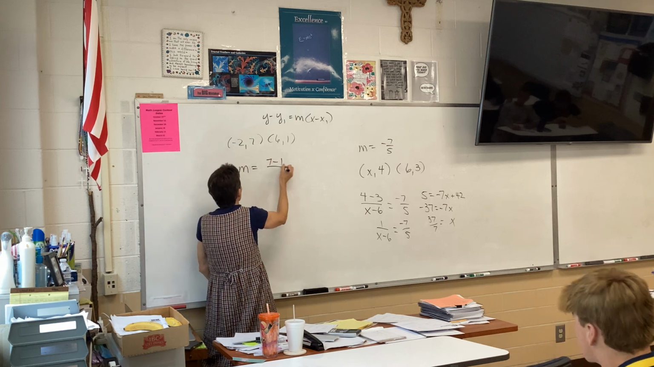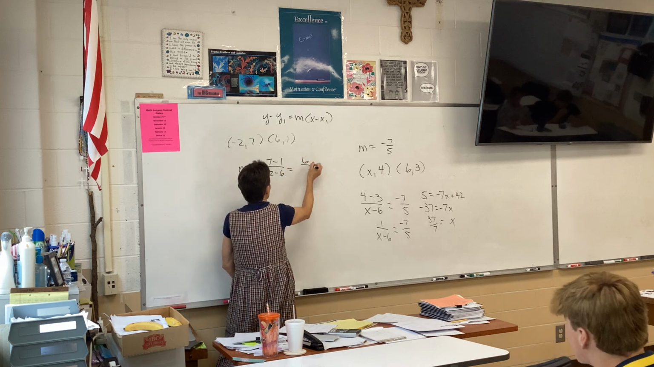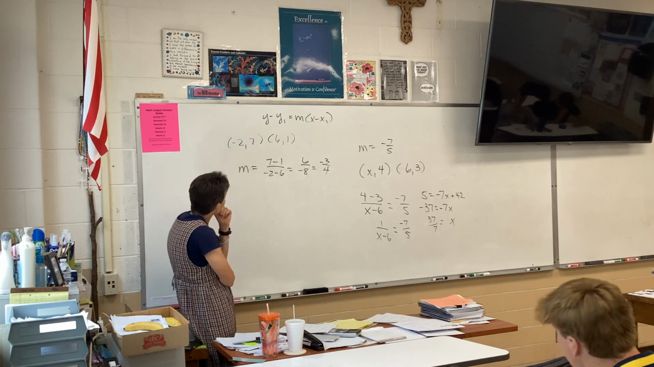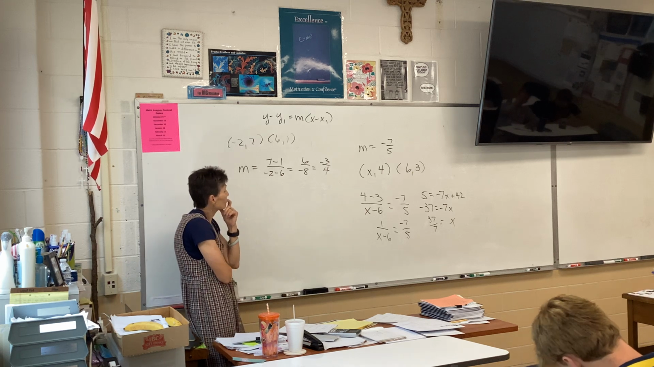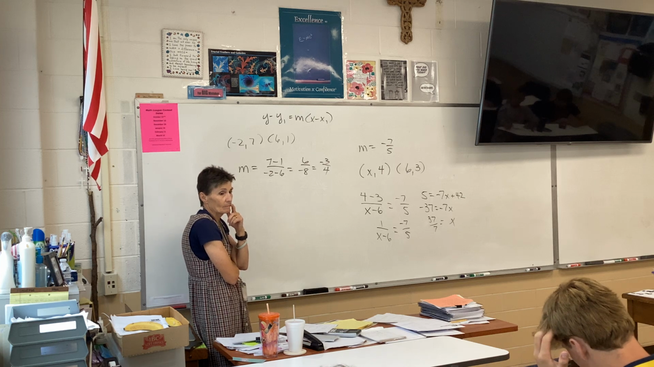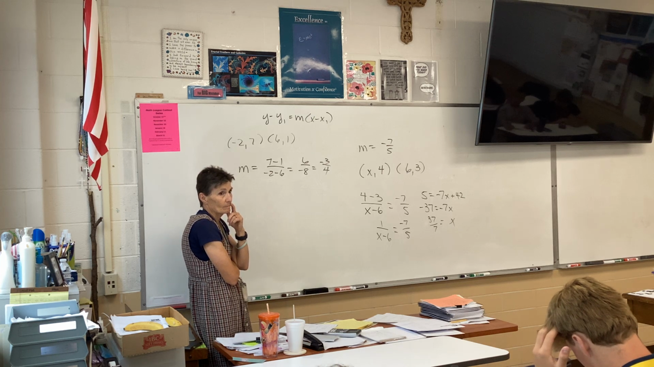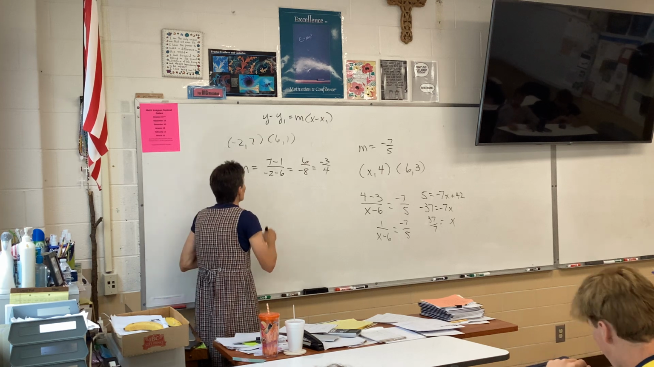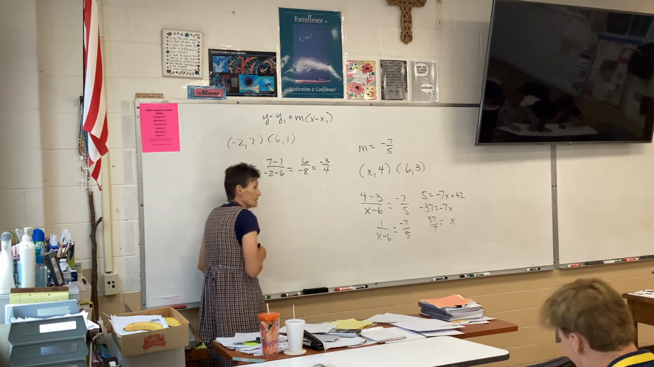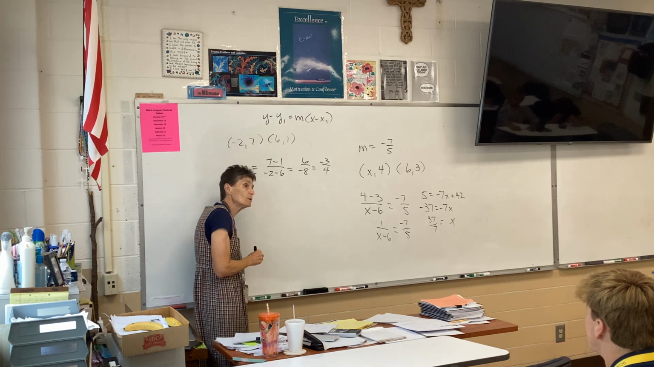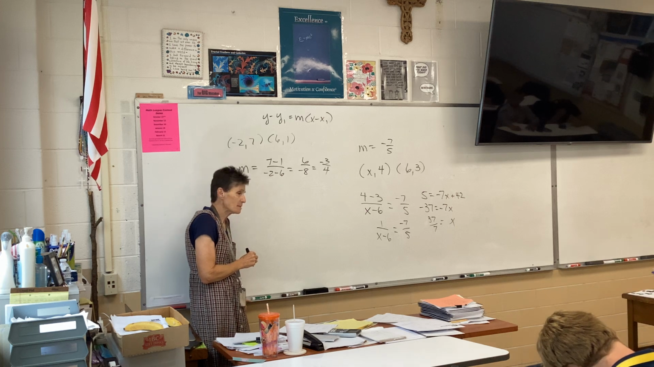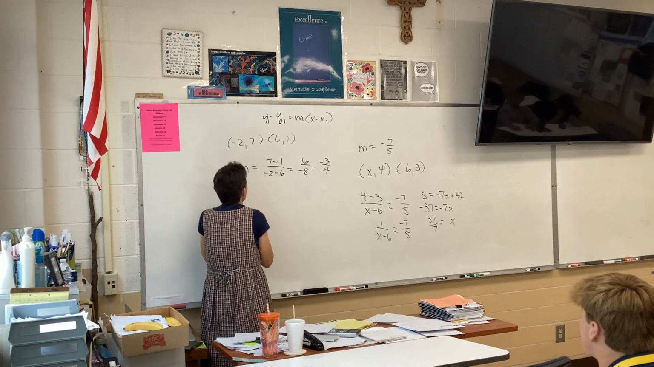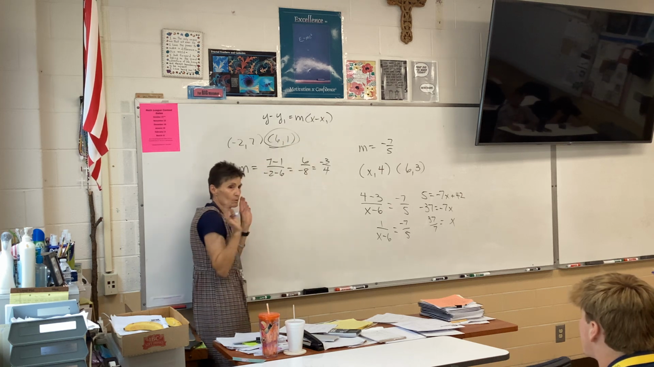So 7 minus 1 over negative 2 minus 6. Double check my arithmetic. Is that good? Yep. Okay. Now, pick a point. It doesn't matter which one. Your answer will look different, but it will be the same set of points. So don't worry about it, just pick one. Which one do you want to use, first one or second one? Second one. I like that one too, those numbers just look nicer.